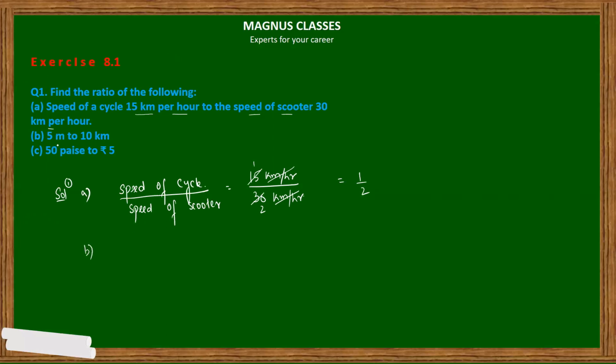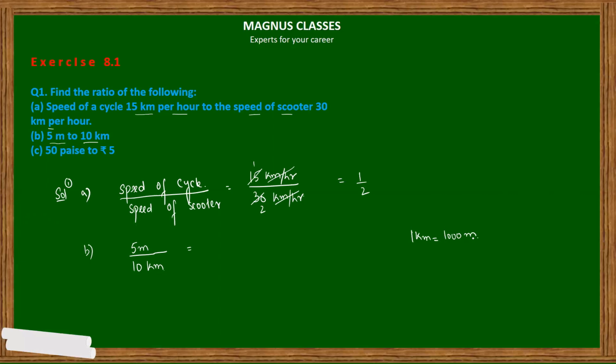So let's see the B part. Now in the B part it says, find the ratio of 5 meters to 10 kilometers. All right, so here the units are different. The numerator's unit is given in meters, and the denominator's unit is given in kilometers. So either you convert the numerator into kilometers, or you convert the denominator into meters. It's up to you only. Fine. What we will do is convert the bigger unit into the smaller unit. So we know that 1 kilometer is equal to how many meters? It is equal to 1000 meters.